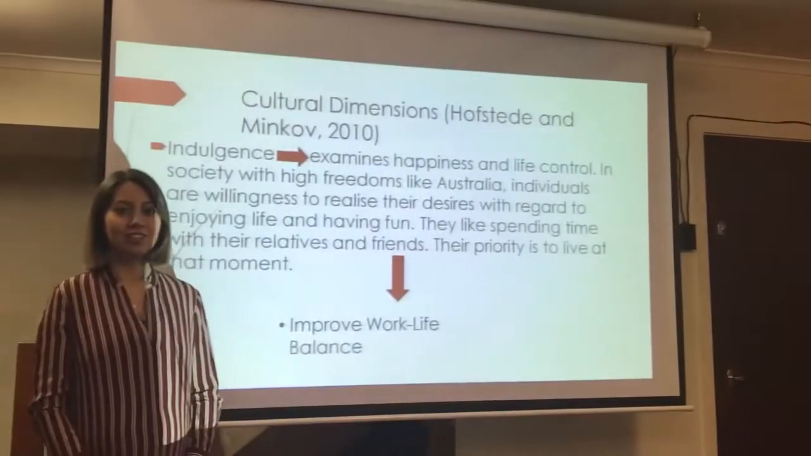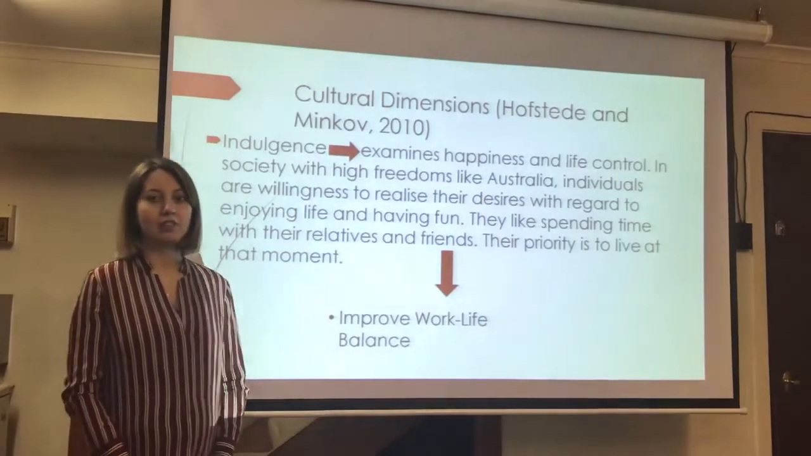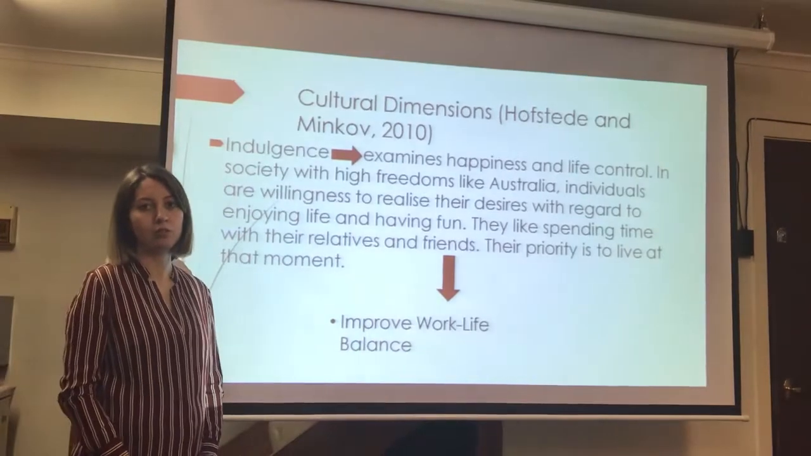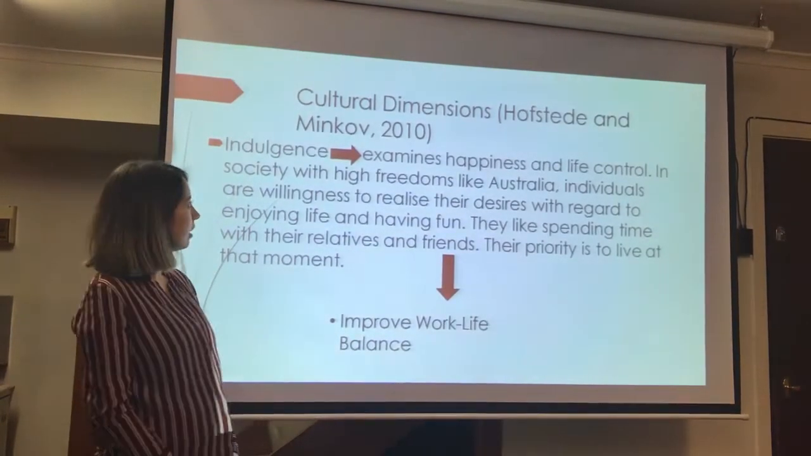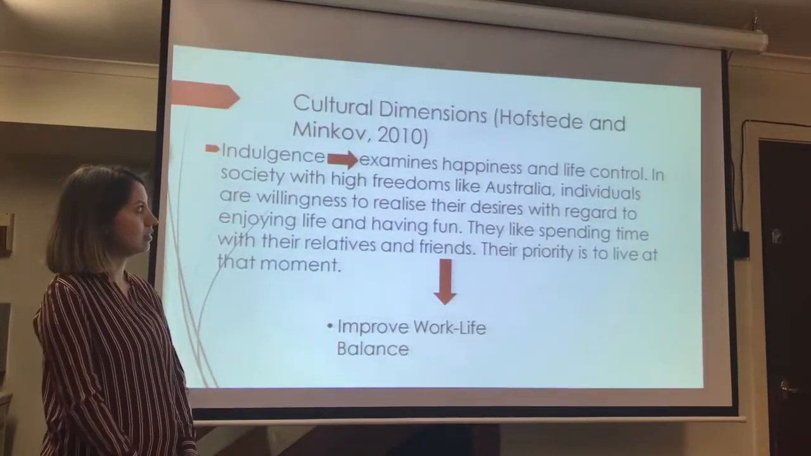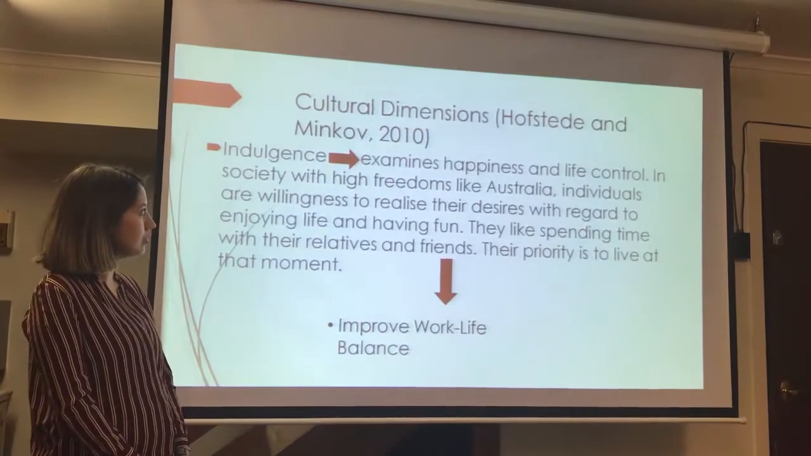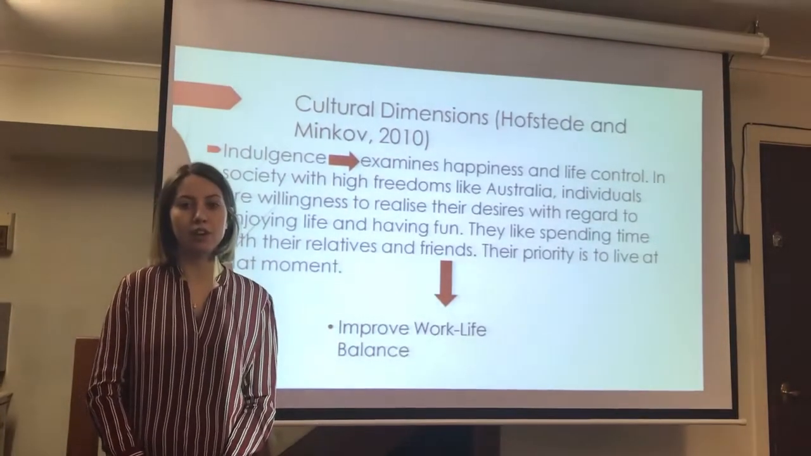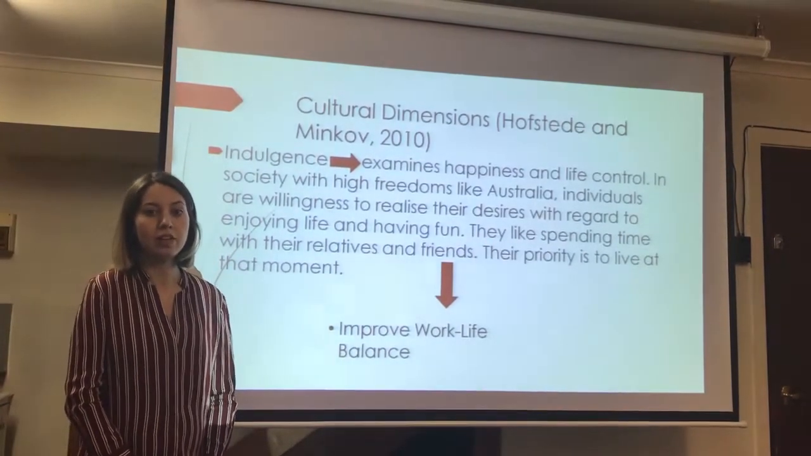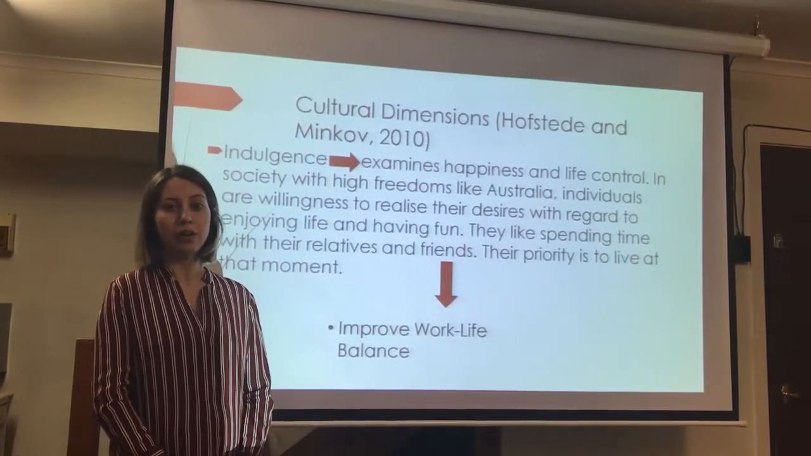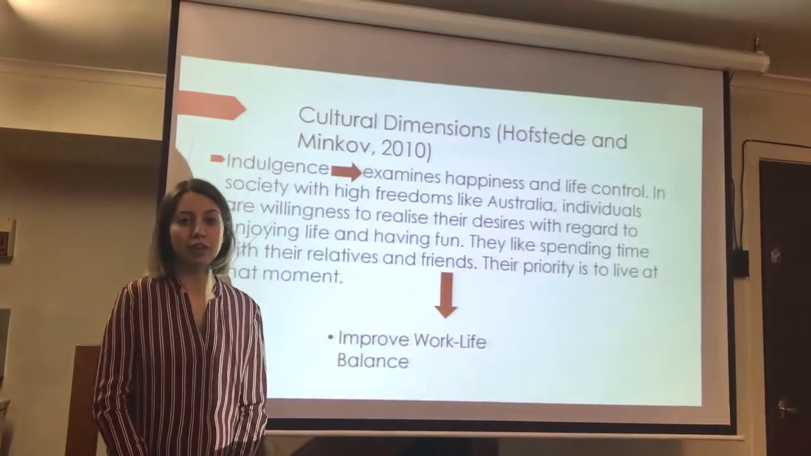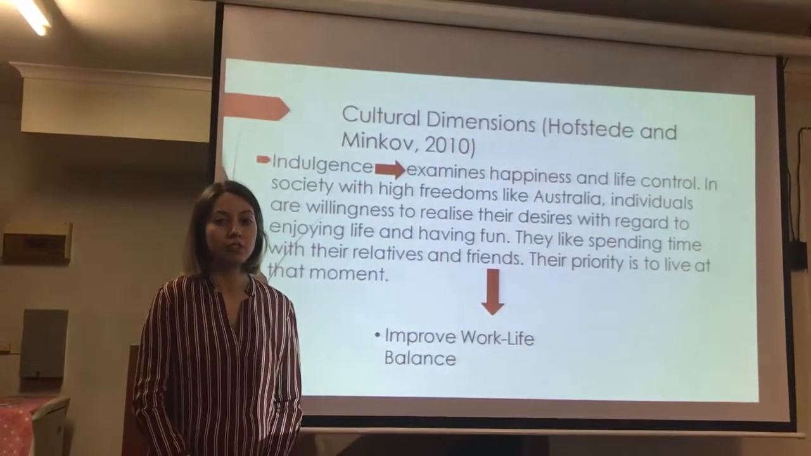Thank you, Socheata. From the theory of Hofstede's cultural dimensions, I'm going to examine indulgence, power distance, and long-term and short-term orientation. The indulgence dimension examines happiness and life control. In societies with high freedoms like Australia, individuals are willing to realize their desires with regard to enjoying life and having fun. They like spending time with their relatives and friends. The priority is to live in that moment. From this point of view, we know that Australia is high in indulgence.